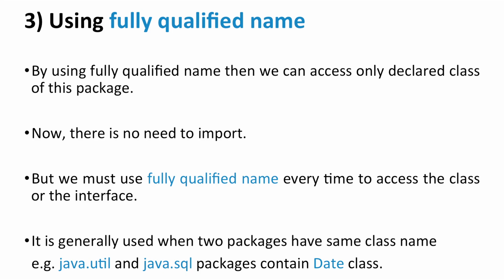The third method is by using fully qualified name, where we can access only declared classes of this package. Rather, by using fully qualified name, we are just instructing the compiler that we have to go to that particular class or package. Now there is no need to import.